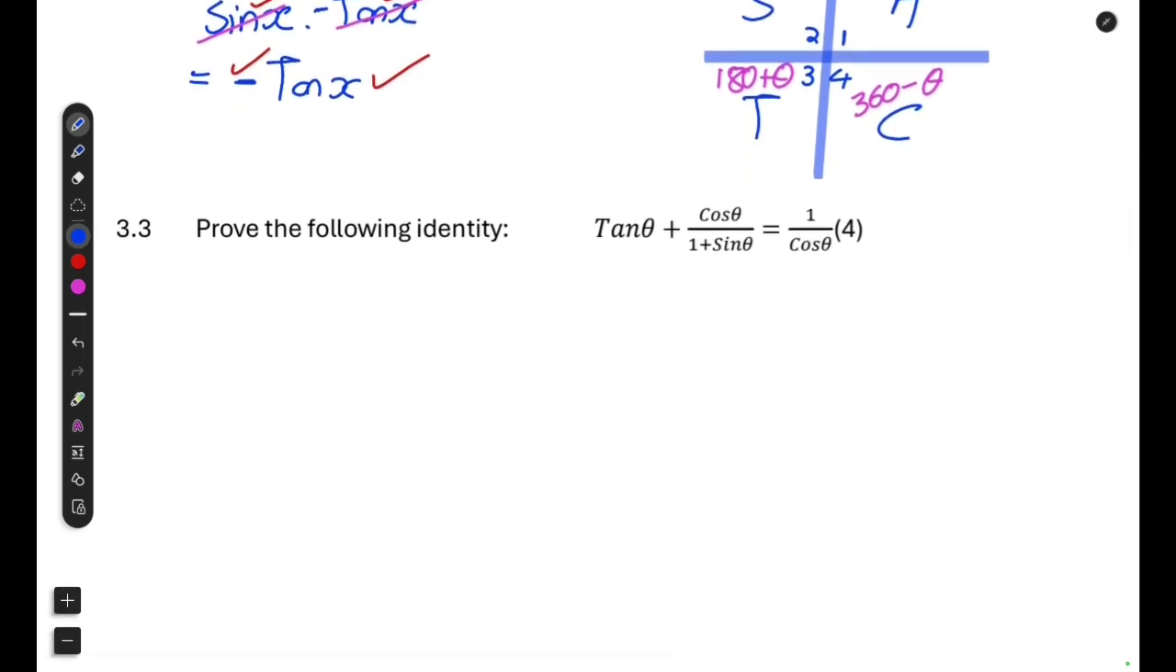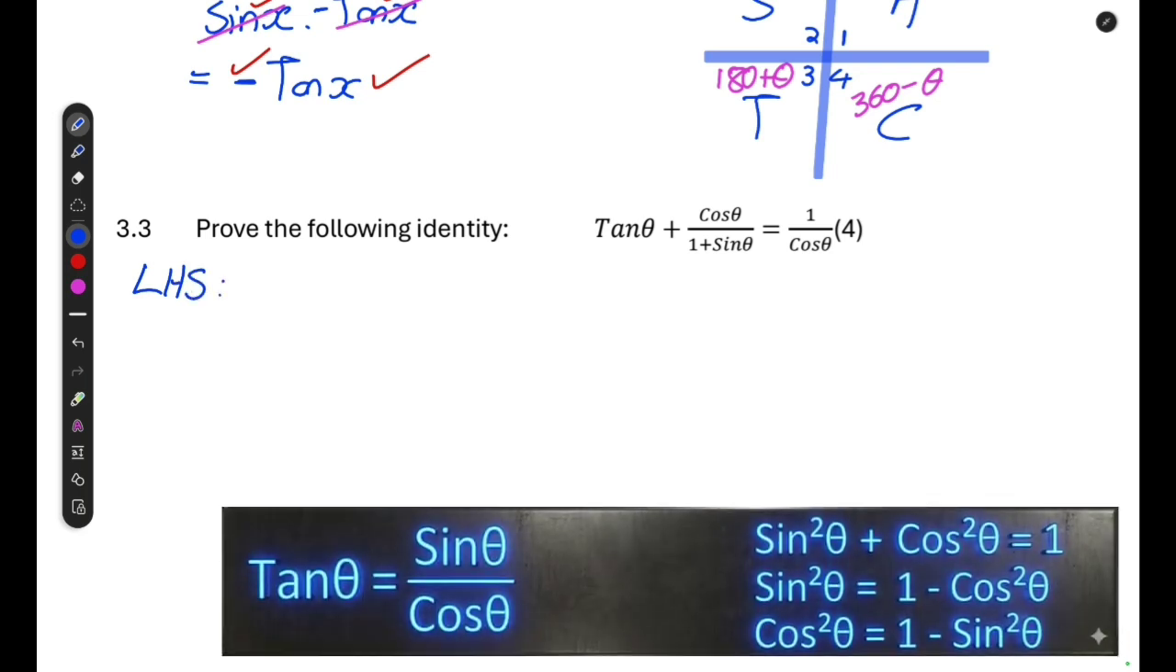Now, the last question, prove the following identity. Okay, so remember, I just have 2 identities in grade 11, the tan identity and then sine squared plus cos squared. I hope you know them off by heart now. Let's see how I would apply this. So it's an identity. I need to choose a side. I'm going to go for left-hand side, and then I can immediately change the tan to sine over cos.